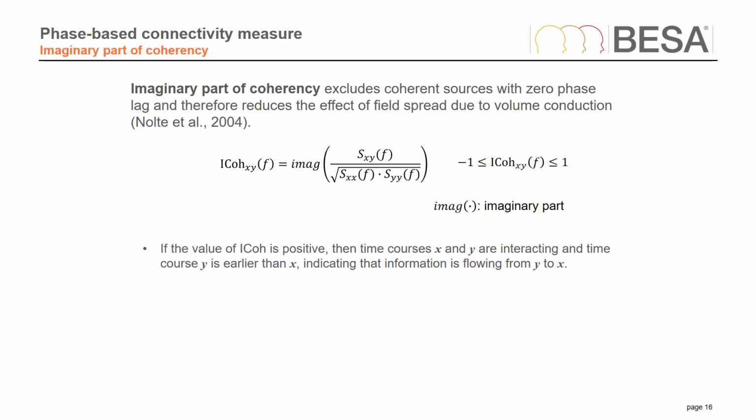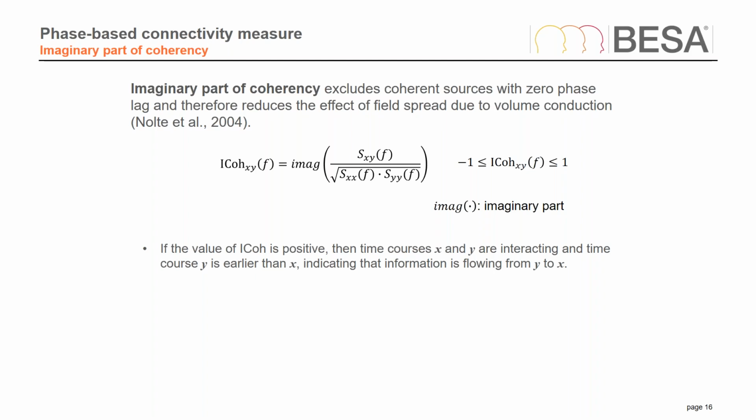Then we move on to imaginary part of coherency. Coherence was great, but one big problem was that any effect that was simply due to volume conduction, for example, if you think of spreading of a brain signal that can spread over several electrodes, will automatically come up as a perfect coherence, when in fact there's nothing coherent between different brain regions there. It's just a coherence between channels that measure the same thing.